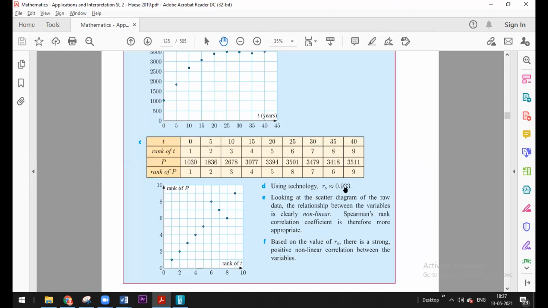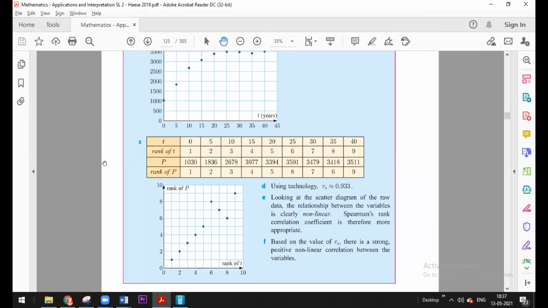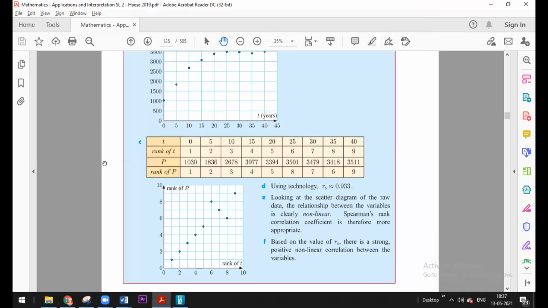Can you do it? Do you get 0.933? Yeah, one minute. You can see my calculator. Yes, sir. I don't know, I have to check that as well. Okay, so this is right: 1, 2, 3, 4, 5, 6, 7, 8, 9. Nine, right? Yeah, nine only.